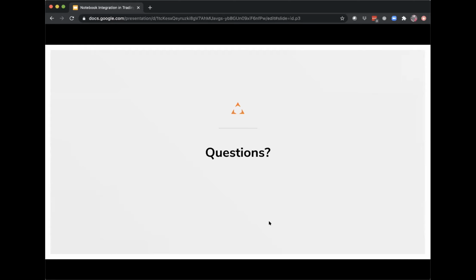Okay. And then one last question, which is, can this be used for streaming data feeds from tickers or other sources? Yes. Yes.